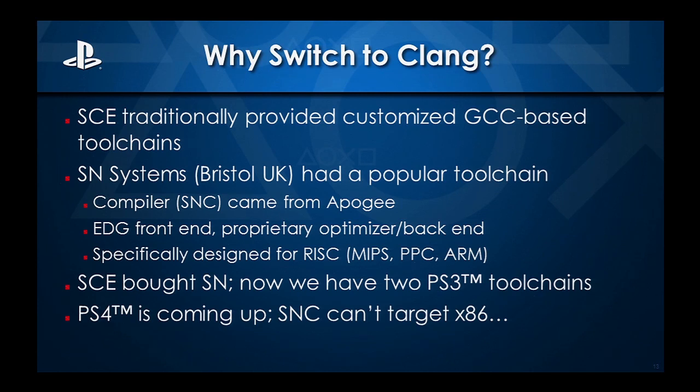We traditionally provided GNU tools for the PlayStation toolchains. There was this company called SN Systems in Bristol that got into the tools business. They had a lot of in-house stuff. People really liked their toolchain. They got their compiler from a company called Apogee down in San Jose, here in the Bay Area, using an EDG front end. I understand that Apogee actually was one of the first, if not the very first, EDG customer. A little bit of compiler trivia there for you.